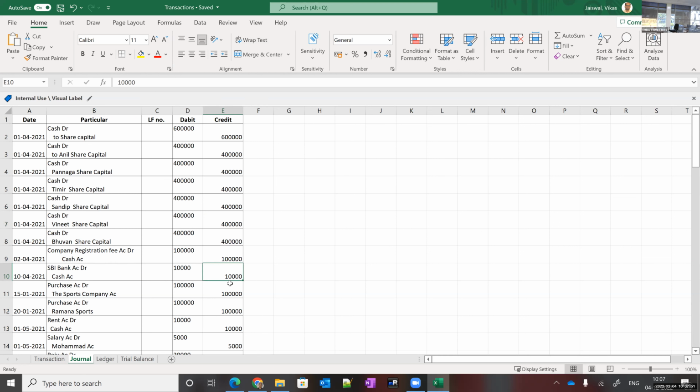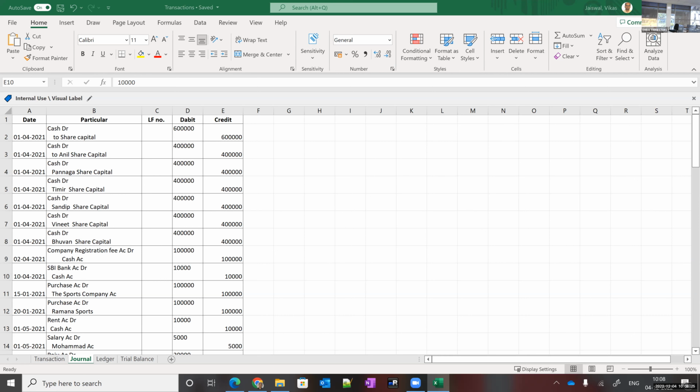But normally, the real promoters do all these things unofficially, without registering a company. They charge some money, and that becomes a share capital problem. Unofficially means without registering a company, they buy land and do everything. Then they convert that into a company. Whatever they invested in the normal business will become their share capital.